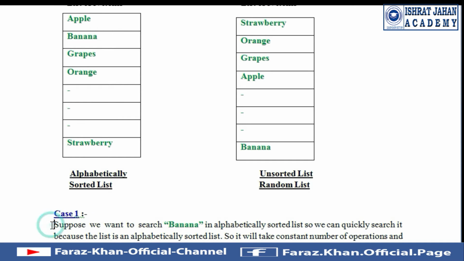Suppose we want to search or find banana in an alphabetically sorted list, so we can quickly search it because the list is alphabetically sorted. So it will take a constant number of operations and a lower bound. So the complexity of searching banana in an alphabetically sorted list is omega 1 or O(1), right? Let's take another case.